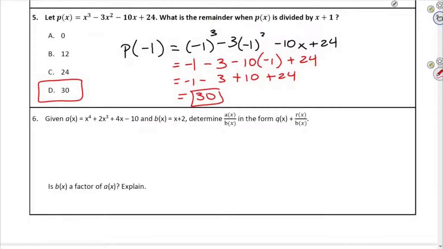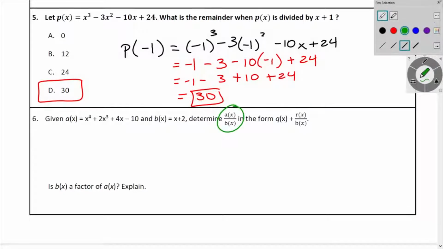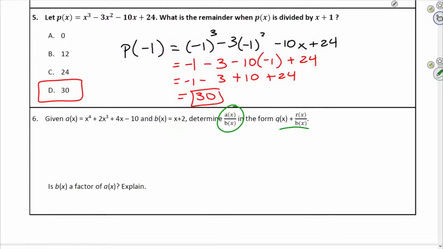Number 6, given a of x is x to the 4th plus 2x cubed plus 4x minus 10, and b of x is x plus 2, determine a of x over b of x in the form q of x plus r of x over b of x. Basically, it's saying divide them, and write it like this. This is x plus 2, in the x plus or minus some number format. I'm going to use synthetic division. The number I write out here, I switch the sign, so I can then add from then on.